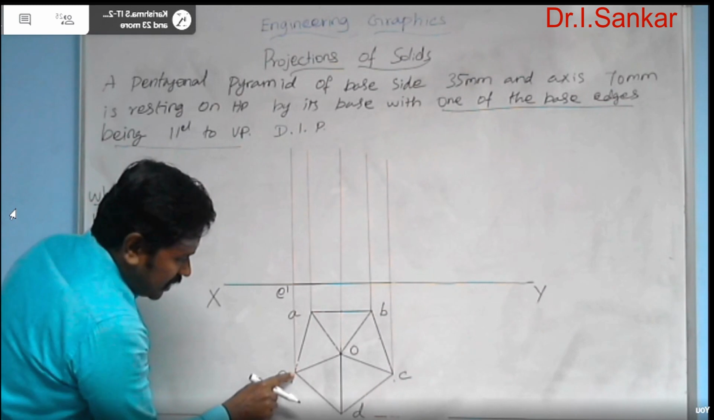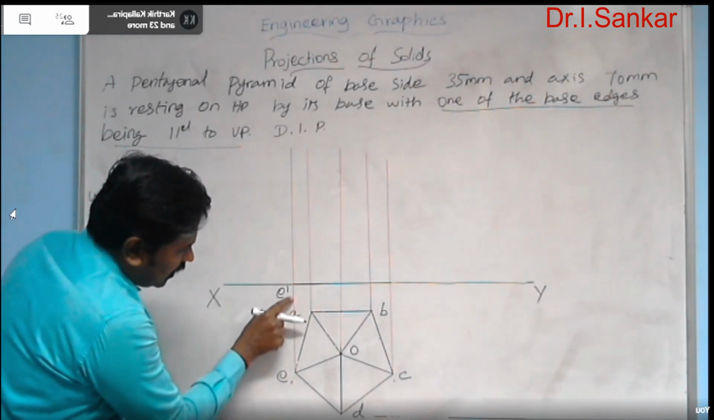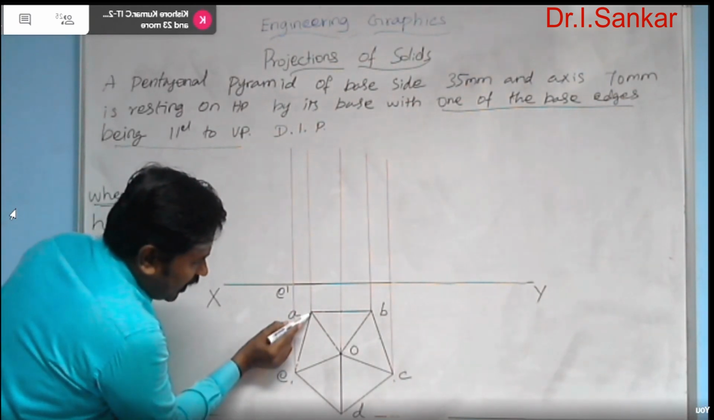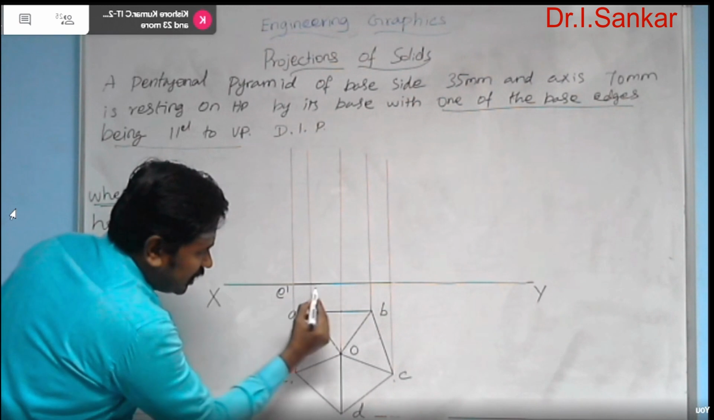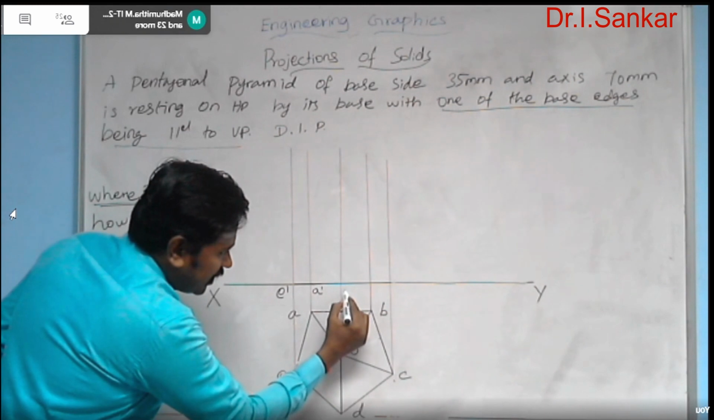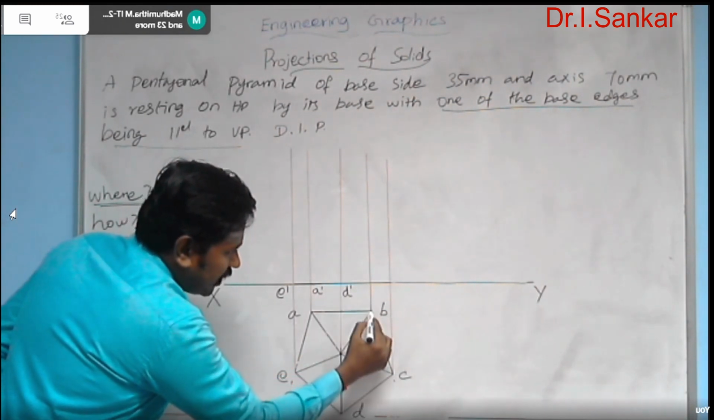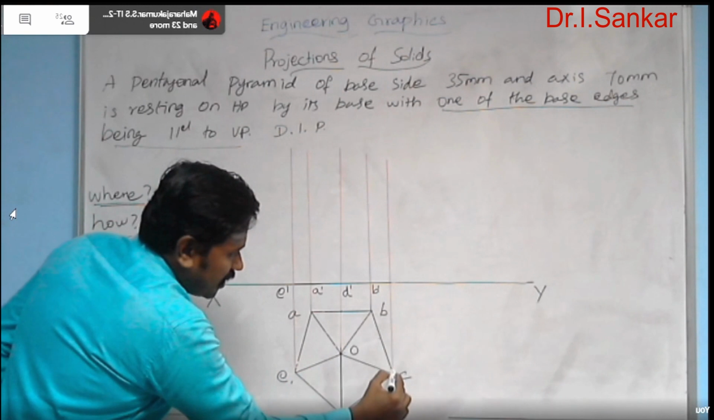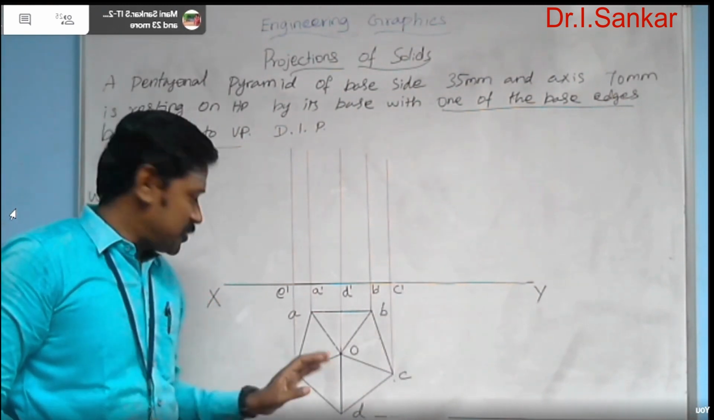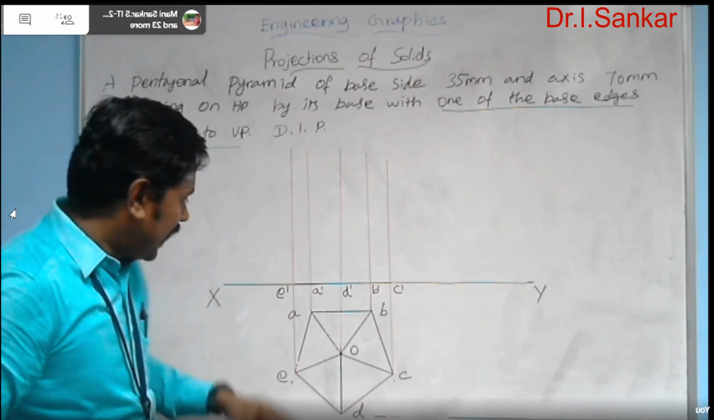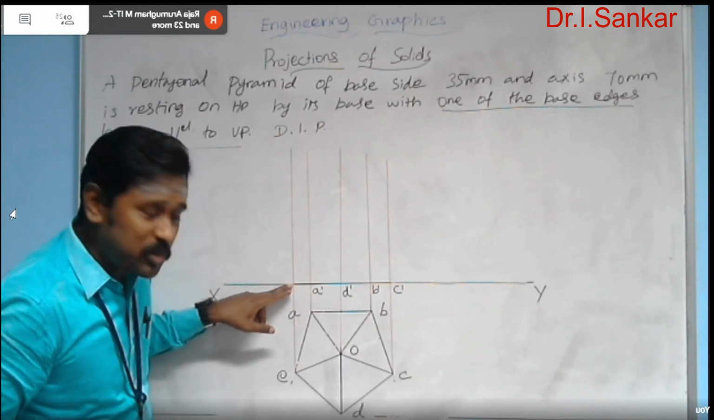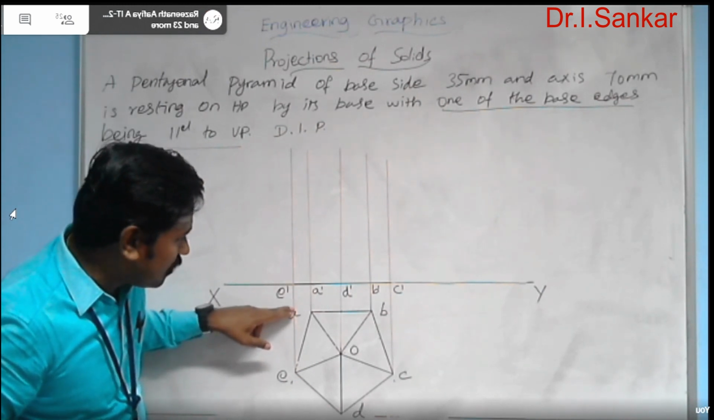E dash, because this is nothing but the projector of E. It is intersecting with the xy line here only. So it is nothing but E dash, and this projector intersecting with the xy here, it is nothing but A dash, and there it is intersecting here, it is D dash, and it is B dash, and here it is C dash. See students, the projector's position with respect to other points will confuse you. Accidentally, if someone tries to mark it, they will mistakenly mark it as A dash, because A is here, the projector is just from A.